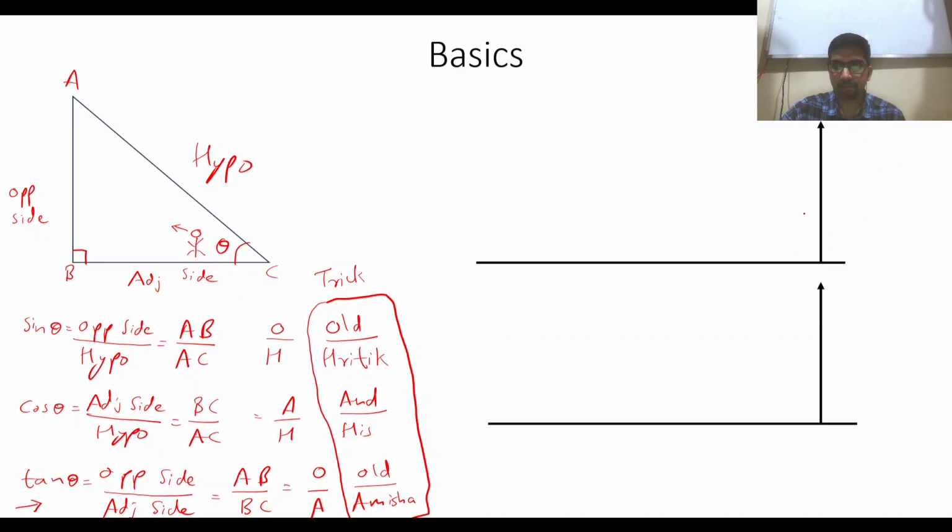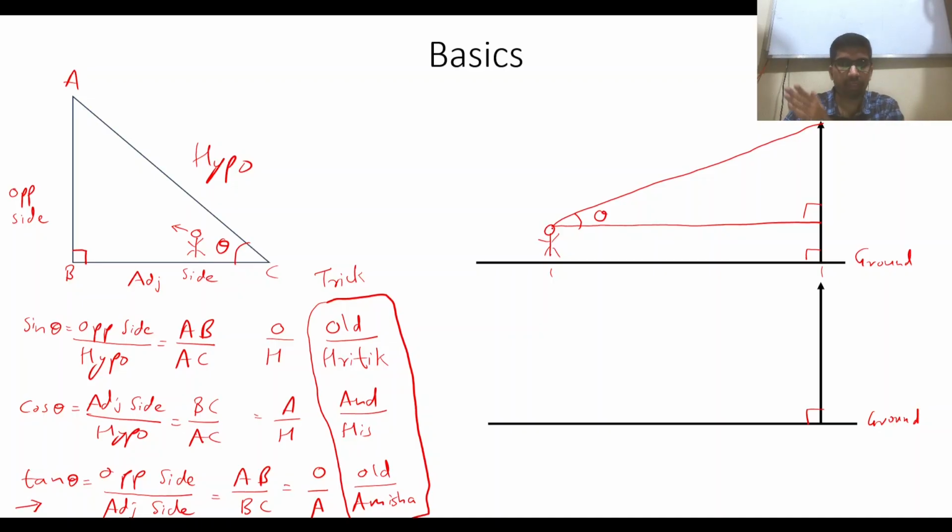This is a building. There's a man standing over here, and the man is looking at the top of the building. If we draw this as a reference line, a line parallel to the ground. This is the ground, and this is the ground over here. This angle is theta, and this is the distance of the man from the building. The building or tree in the question will always be 90 degrees. So never forget to make 90 degrees in the figure. This is the angle theta.